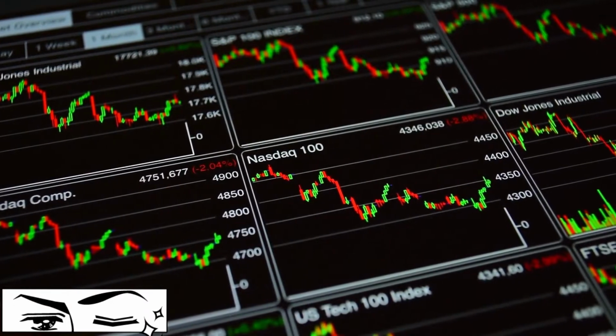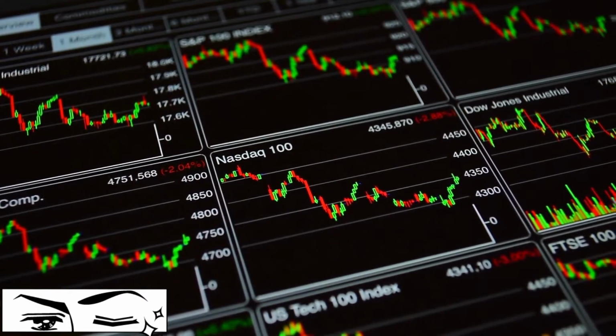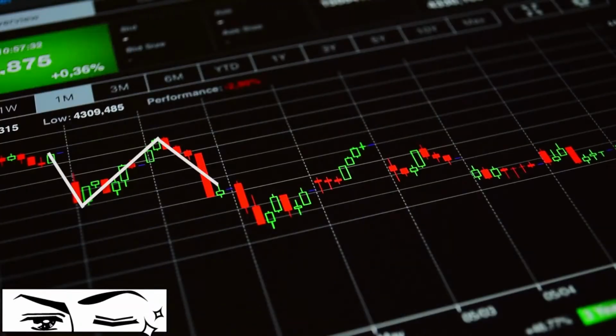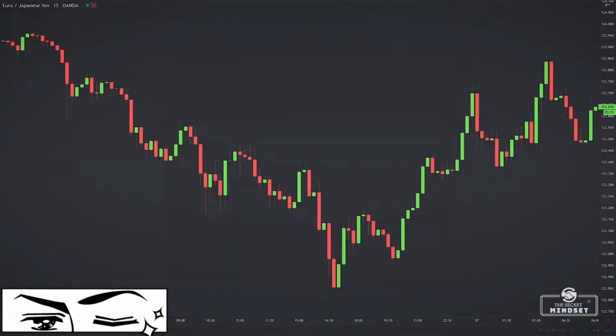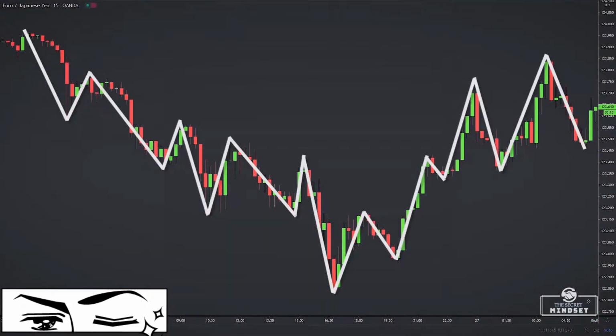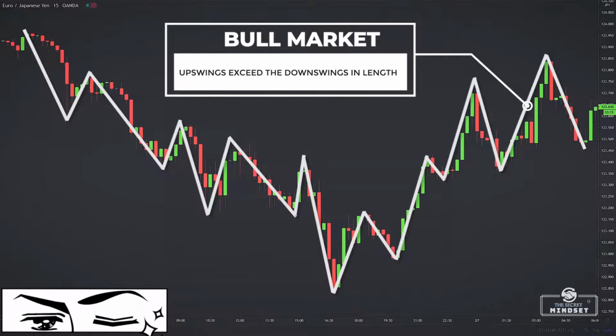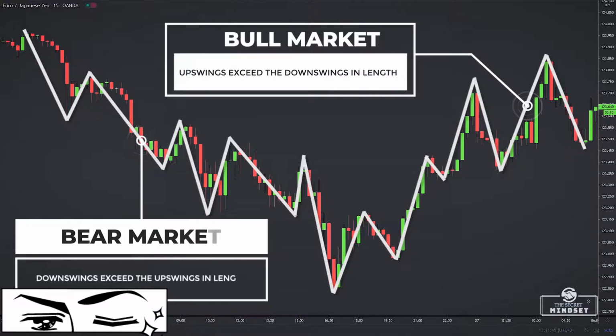If you look at any price chart, you'll notice that the price doesn't move in a straight line. It doesn't move up or down vertically. It moves in waves, and these waves are called market swings. In a bull market, price rises with a series of up and down swings. Naturally, the upswings generally exceed the downswings in length. The reverse is true in a bear market.